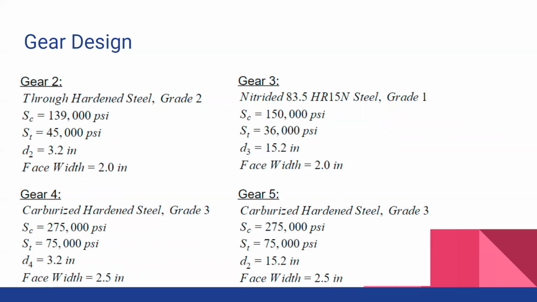Moving on to gear 3, it should be made out of nitrided 83.5 HR15N steel grade 1 with a diameter of 15.2 inches and a face width of 2 inches. Gear 4 should be made out of carburized hardened steel grade 3 with a diameter of 3.2 inches and a face width of 2.5 inches. Gear 5 should also be made out of carburized hardened steel grade 3, but this time with a diameter of 15.2 inches and a face width of 2.5 inches.